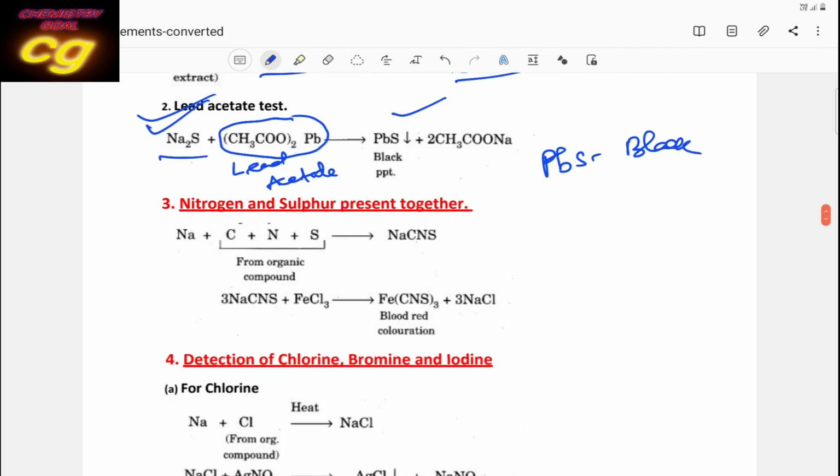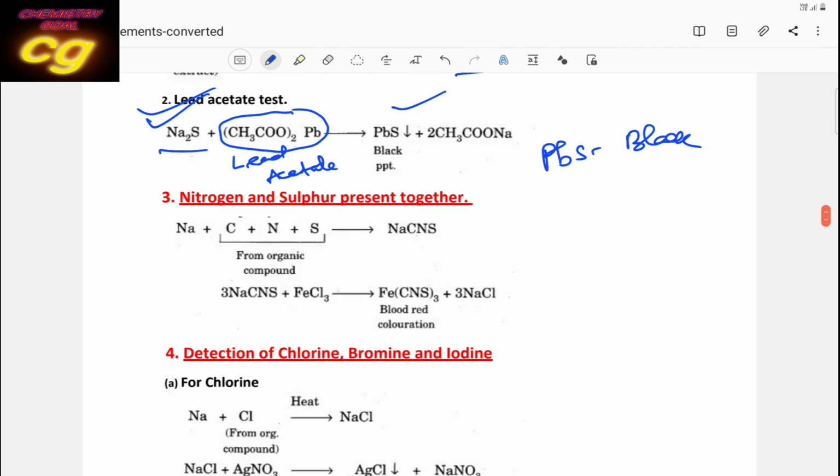Then we come to the presence of both nitrogen and sulfur. If the organic compound contains both sulfur and nitrogen, how can we identify them? That is a very important test. Again, the Lassaigne's extract contains sodium thiocyanate.